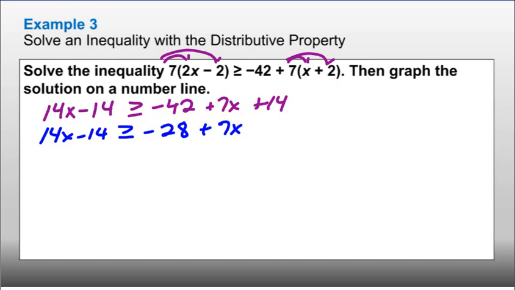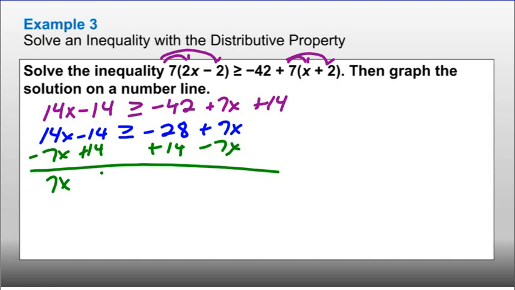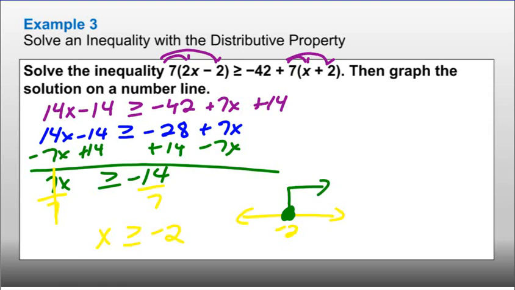So I'm going to keep my x's positive. So I'm going to subtract 7x on both sides and add 14 to both sides. And now I'm left with 7x is greater than or equal to negative 14. Last step, divide by 7. And I have x is greater than or equal to negative 2. To graph it on a number line, we have negative 2 here. We have a filled in circle because it can equal negative 2. Greater than means it goes to the right.